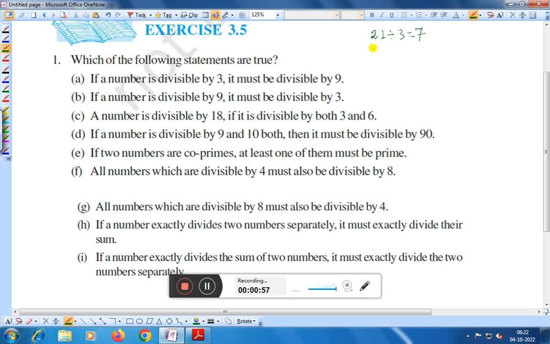But is 21 divisible by 9? No, we are not getting a whole number. It is not divisible, right? Therefore, if a number is divisible by 3, it must be divisible by 9 is not correct. That is, it is false.